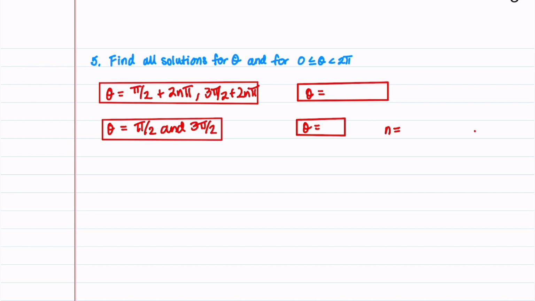For our equation on the right, we found that theta was equal to pi, and then we're going to add 2n pi to that. And between 0 and up to 2 pi, theta is just equal to pi. And n is an integer.